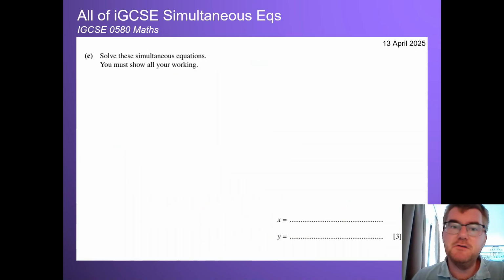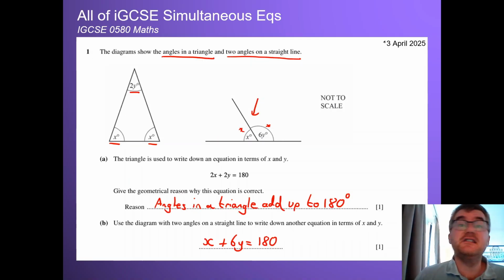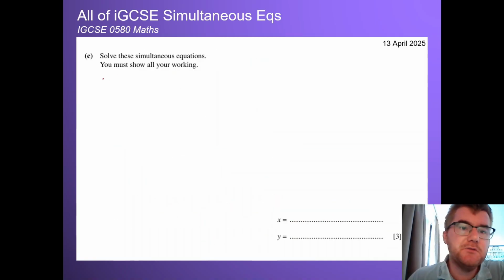Now, once we have those two equations, notice this is called simultaneous equations because we have two equations with two unknowns and we want to find out both unknowns, so both x and y. So to do this question, I'm just going to write down the two equations from before.